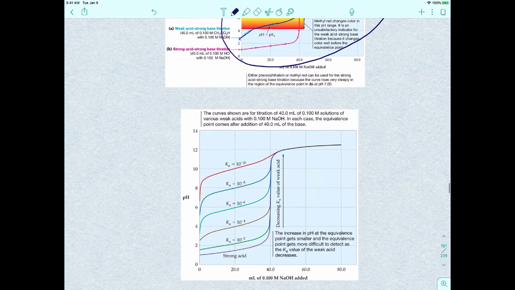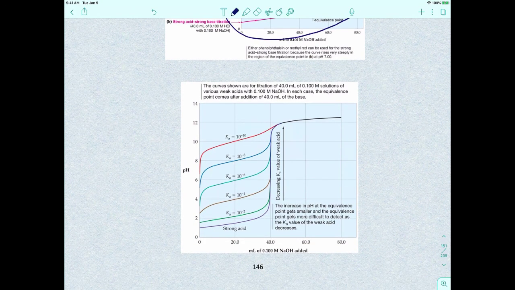Now, there is one other thing I do want to point out. As the Kas get weaker and weaker and smaller and smaller, you're going to notice that the pH of these acids is going to be increasing. So on this curve, as you're looking at the Kas, as the pH keeps increasing, we're starting to see more and more weaker acids. But that's pretty much how you work a weak acid, strong base titration.